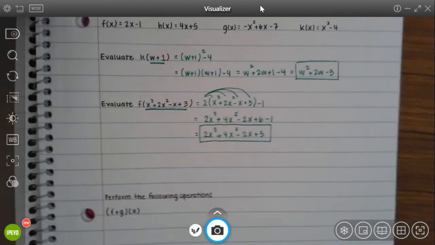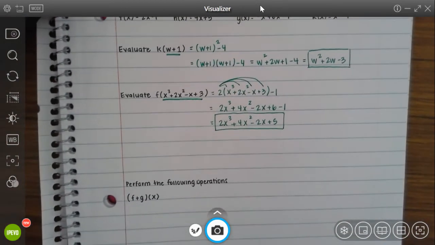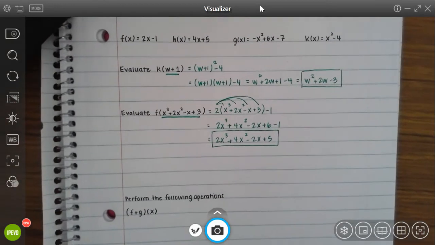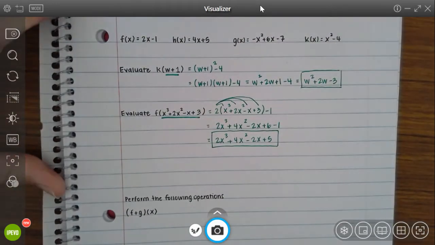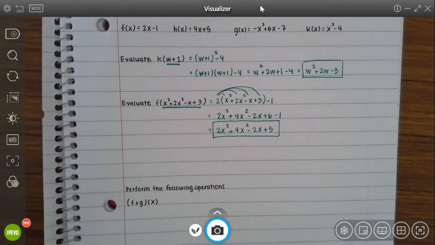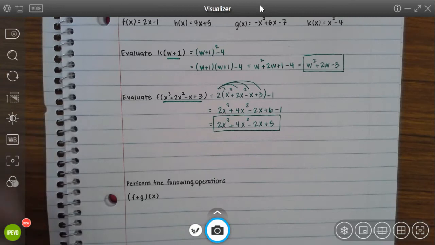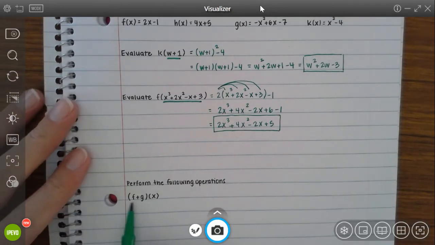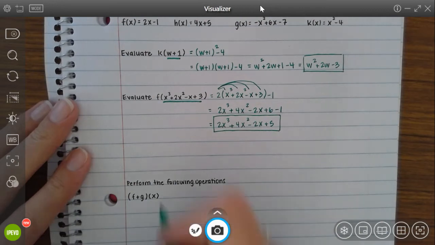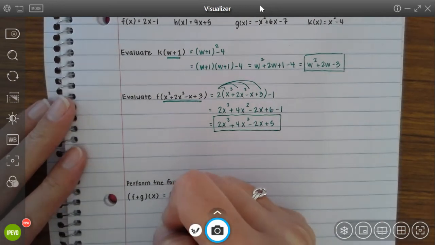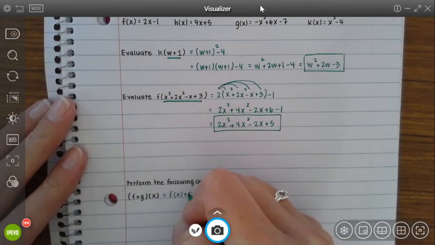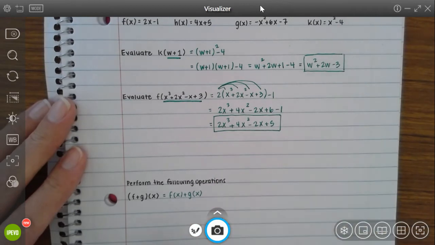All right, so now we're going to get into performing some operations. There's a little bit of new notation that I put on our worksheet for today. I think a lot of you are familiar with f of x plus g of x and know what to do with that. But what happens if we have something like f plus g of x? Well, that's just a different way of writing f of x plus g of x.